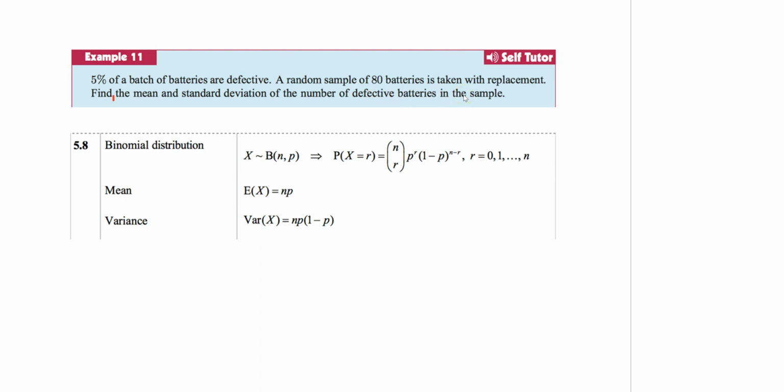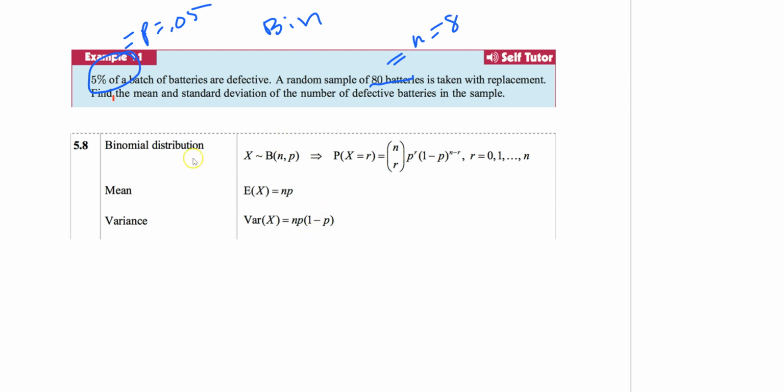So again, for me, they're talking about 5%, they're talking about a total sample. I see this and I automatically go binomial. This is a binomial question. They give me some percentage, they give me a random sample, it's binomial. This is going to be my probability, which is 0.05. This is my n, 80.